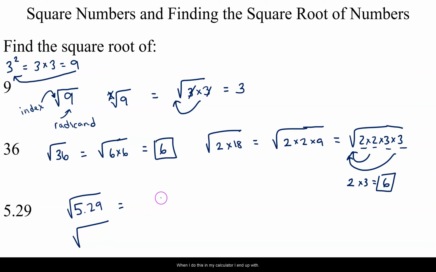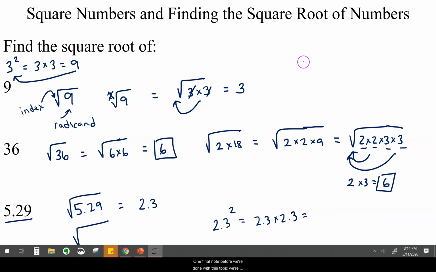When I do this in my calculator, I end up with 2.3 as my answer. And you can check that this is the correct answer because if I did 2.3 squared, or 2.3 times 2.3, I should end up with the number I started with.